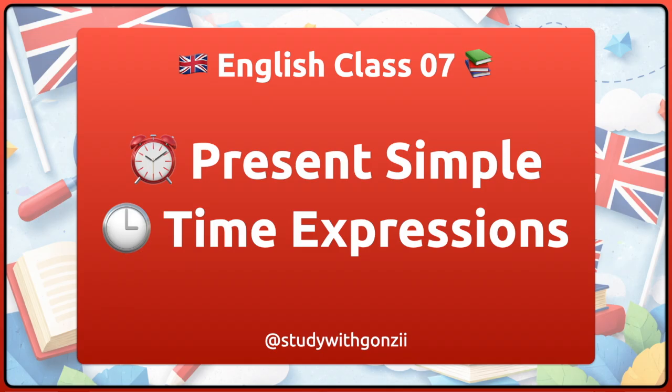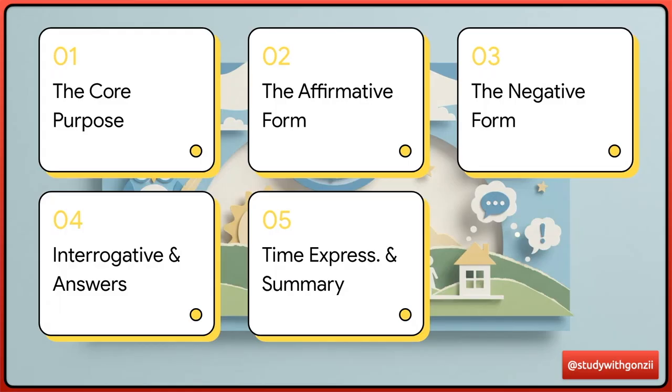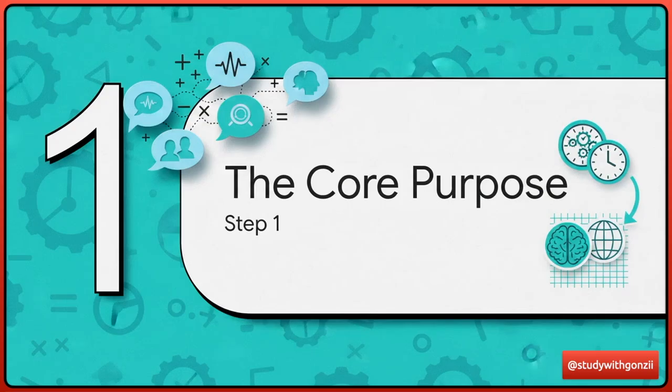I'm going to walk you through this step by step, giving you the exact formulas you need to describe your life. Okay, let's dive into this with a really straightforward 5-step guide. We'll hit 1, the core purpose, 2, the affirmative form, 3, the negative form, 4, interrogative form and answers, and finally, 5, time expressions and a quick summary. So step 1, the core purpose.